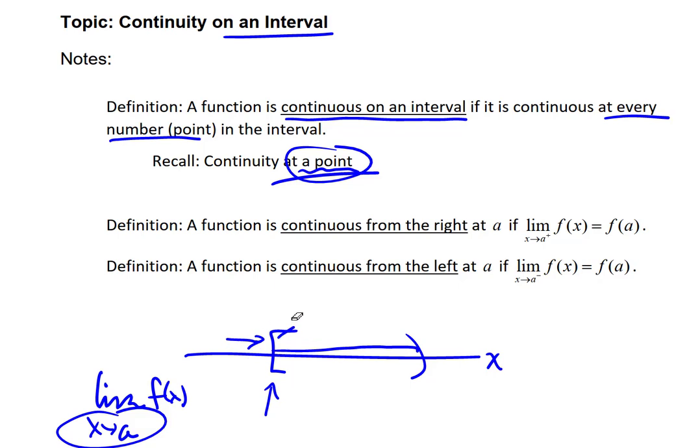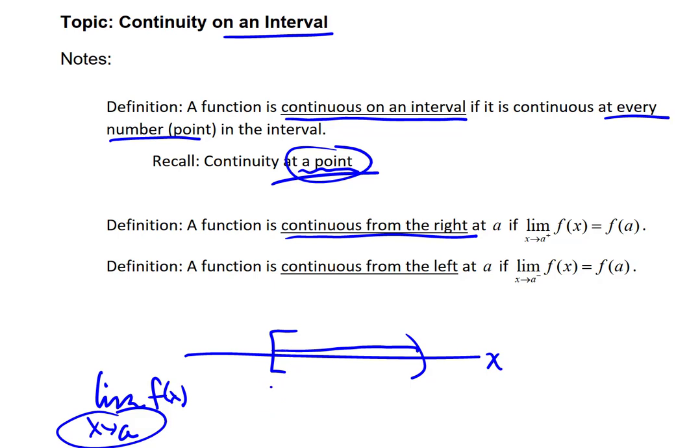Well, that's where we need these other assistant definitions to come into play, where we can say a function is continuous from the right at a if the limit as x approaches a from the right of f of x equals f of a. Okay, so this is how we get around it. If the function is defined on a closed interval and you can only approach it from one side, then we can say it could be continuous from the right.